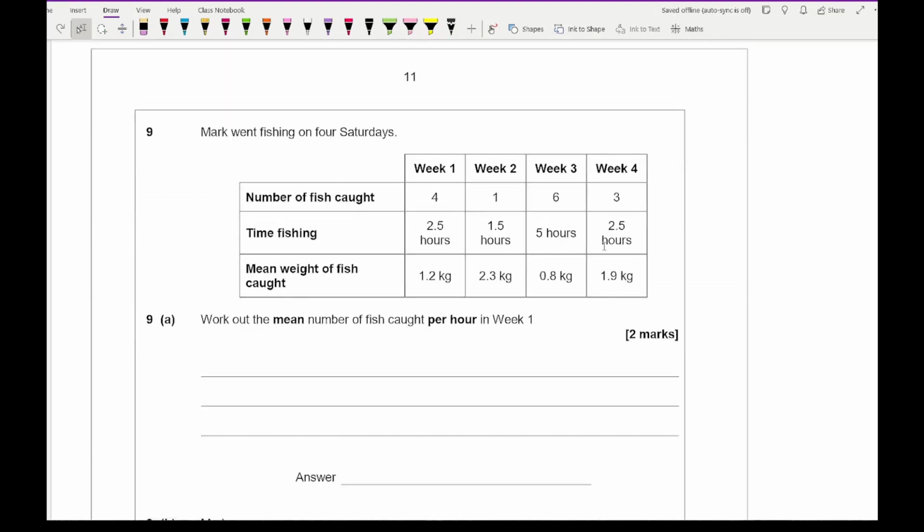Question 9 says Mark went fishing on 4 Saturdays. And it says for 9A, work out the mean number of fish caught per hour in week 1. Well, in week 1, he caught 4 fish over 2.5 hours. So it's going to be 4 divided by 2.5, because it's the fish per time, which is what they're wanting. So it's fish divided by the time. If we do 4 divided by 2.5, we get an answer of 1.6.